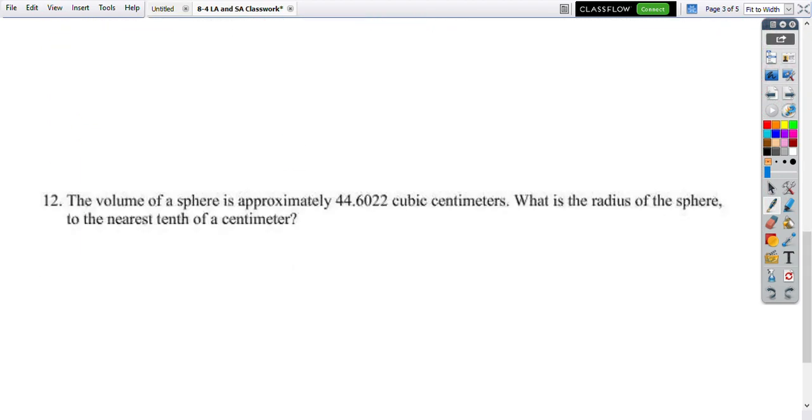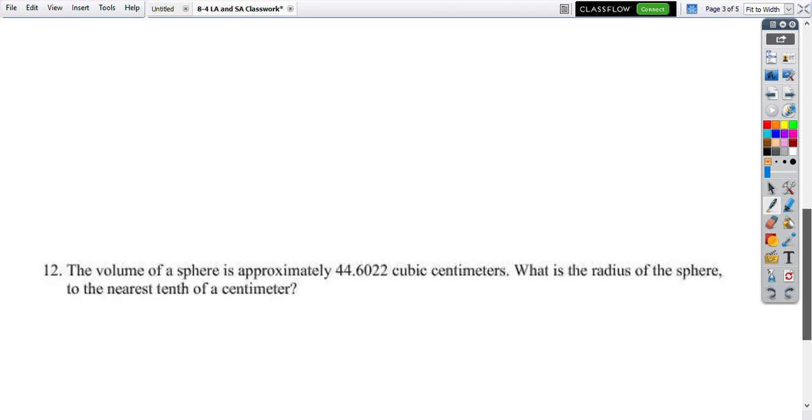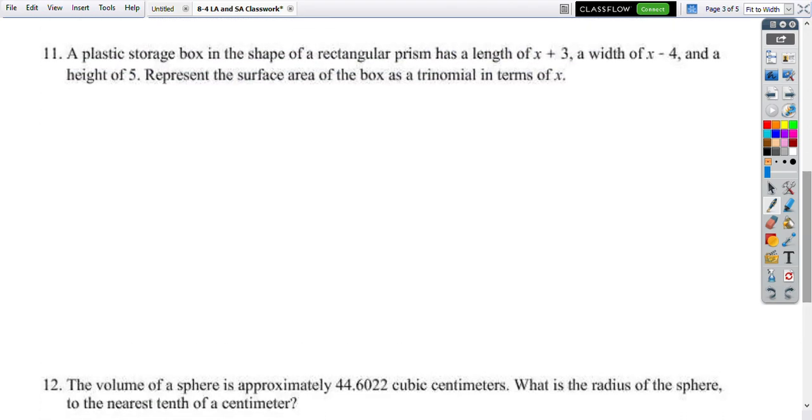All right. Practice, practice. Wow. Volume of a, I feel like I passed one, plastic storage box in the shape of rectangular prism. So, boom, boom, boom, boom. Yeah. There we go. You like the sound effects, admit it.